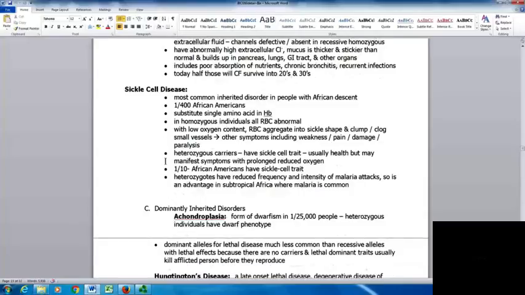The heterozygous carriers have what we call sickle cell trait. They're usually healthy, but they can manifest the symptoms with prolonged reduced oxygen. 1 in 10 African Americans have sickle cell trait. The heterozygous individuals have a reduced frequency and intensity of malarial attacks. So this has been a real advantage in subtropical Africa where malaria is common, and has helped to increase the frequency of this gene being carried in that population.